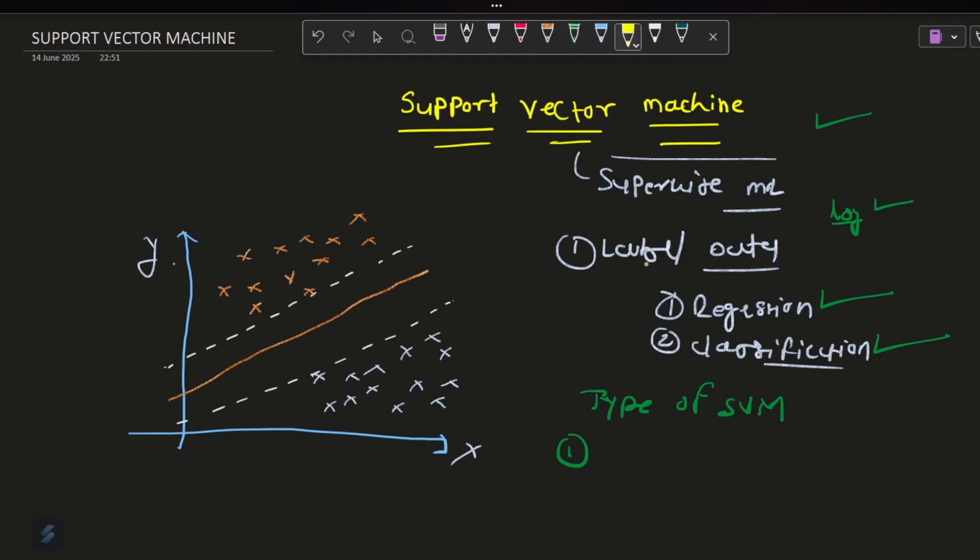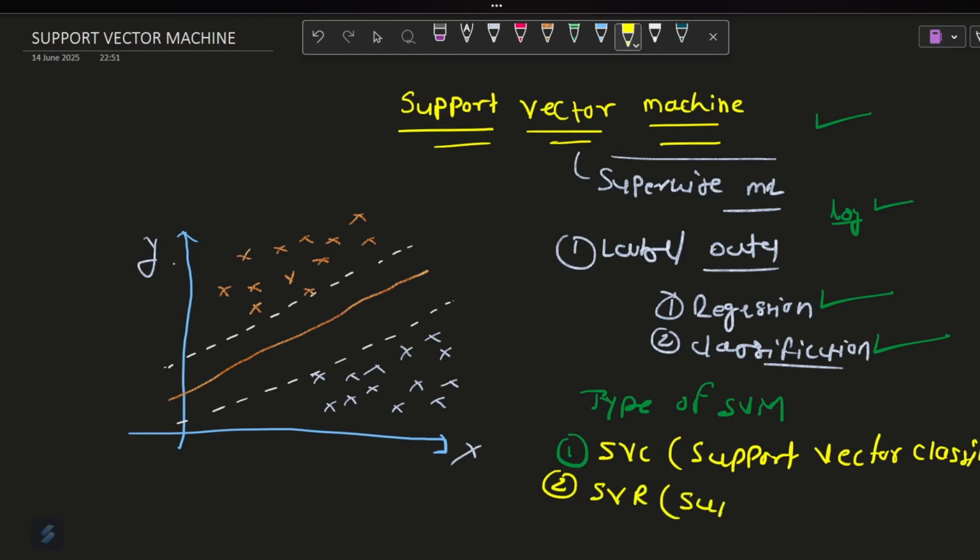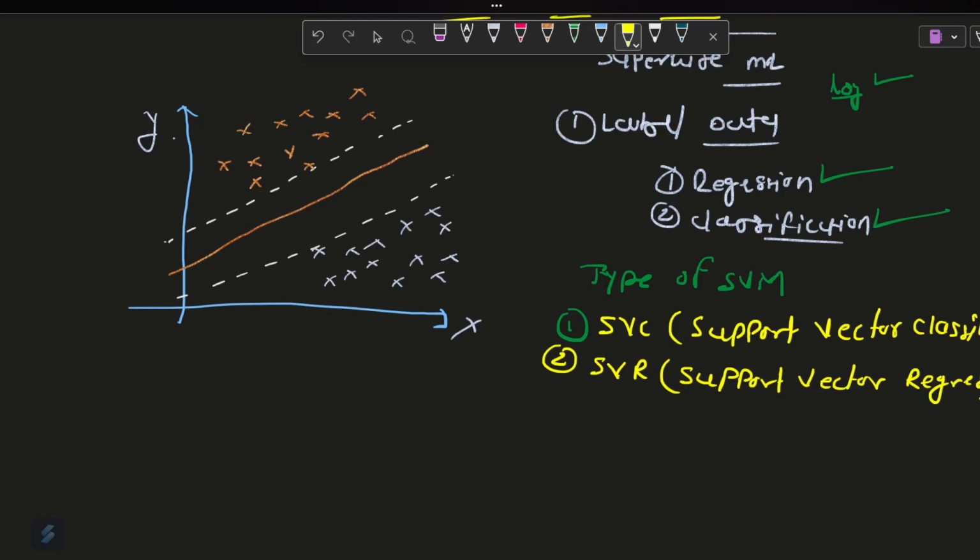The two types of SVM are: one is the SVC, support vector classifier, and the second one is the SVR, support vector regression. Okay, there are two types of support vector machine. So we will learn and understand them one by one.